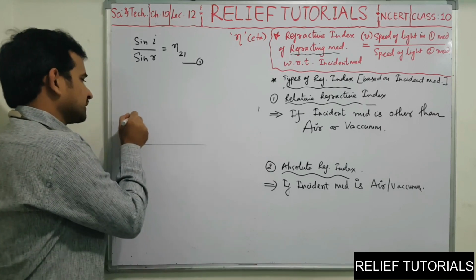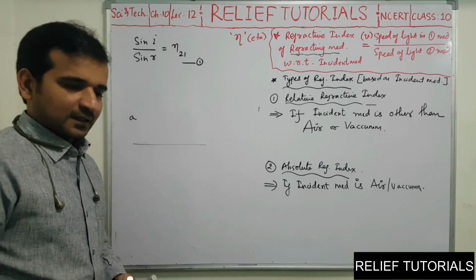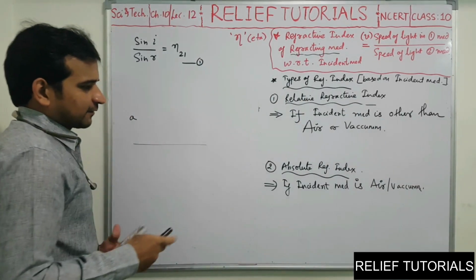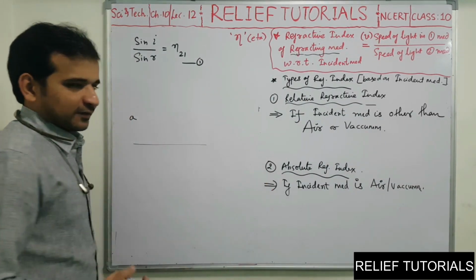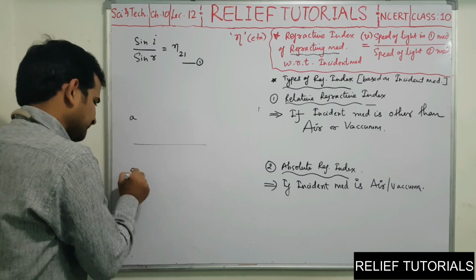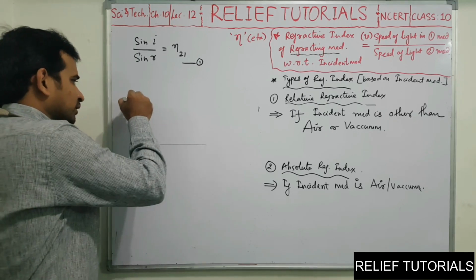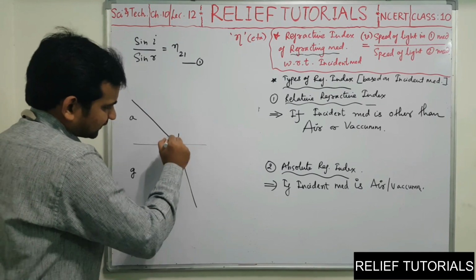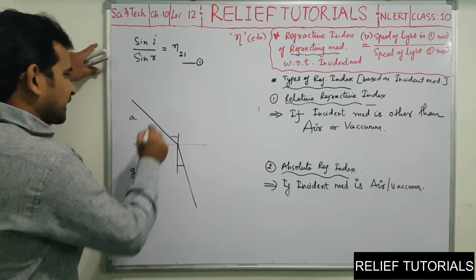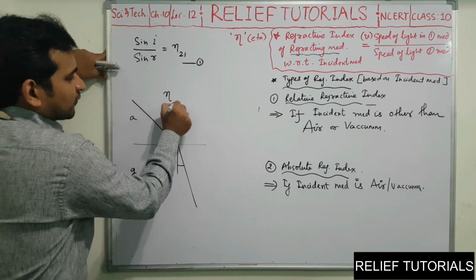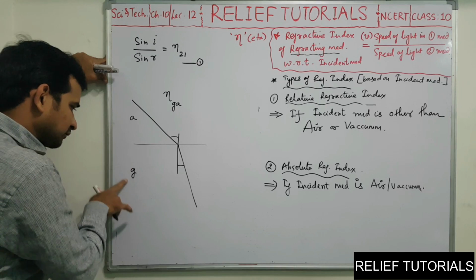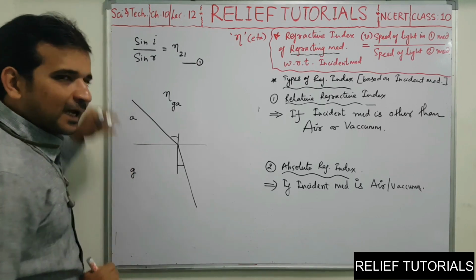If the incident medium is air, then that refractive index is called the absolute refractive index. Let us say this is air and here is glass. So the ray goes from air to glass like this. So what can we write here? Eta of G with respect to A, the refractive index of glass with respect to air.